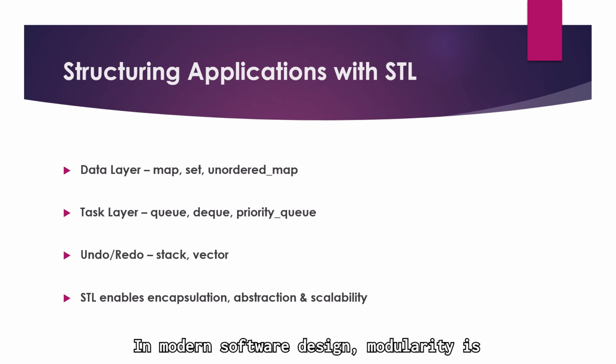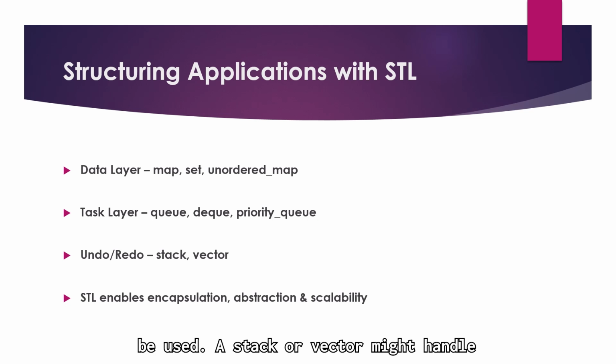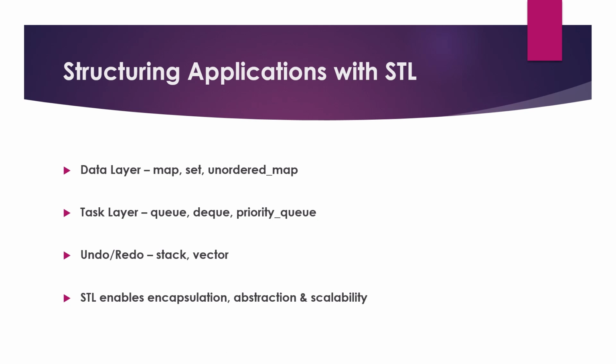In modern software design, modularity is key to scalability and maintainability. STL supports modular design by offering flexible containers and algorithms that allow us to decouple different parts of the application. For example, in a task manager application, the data layer could use a map to store tasks by name, and a multi-map could be used to store them by deadline for easy sorting. For managing task priorities, a priority queue could be used. A stack or vector might handle undo actions, storing previous task states for recovery. This modular approach not only ensures that each part of the system is optimized for its task, but also makes it easier to scale as the system grows.